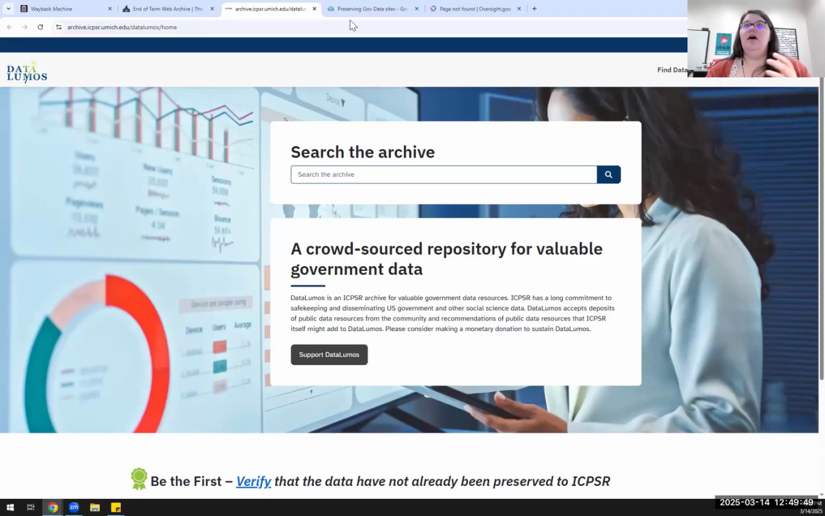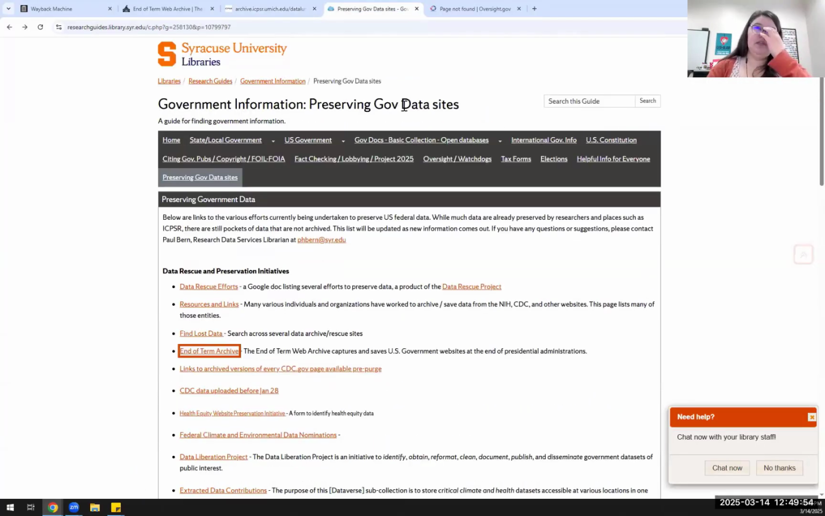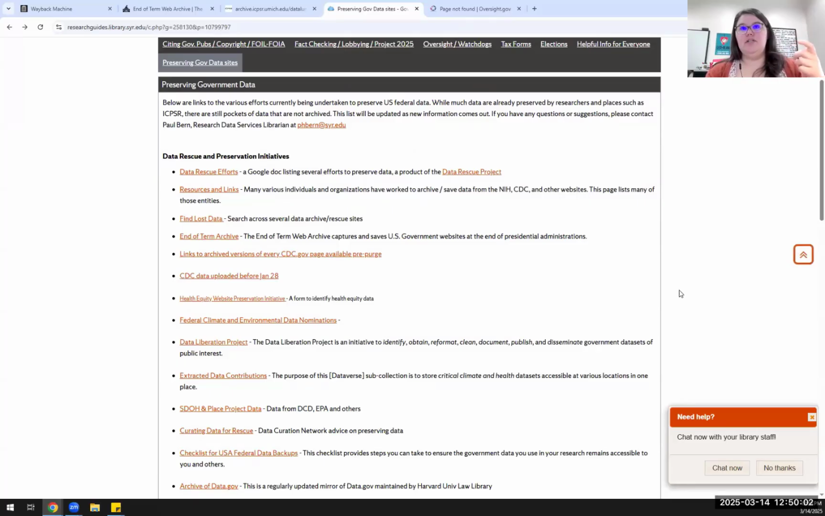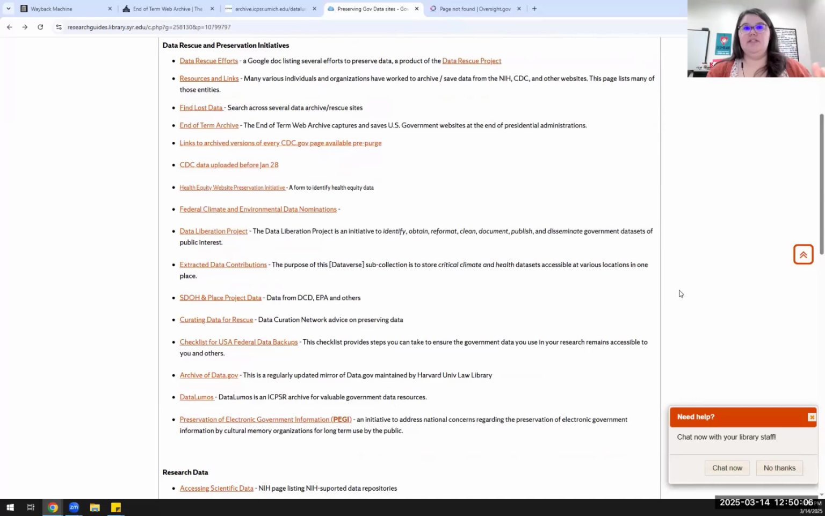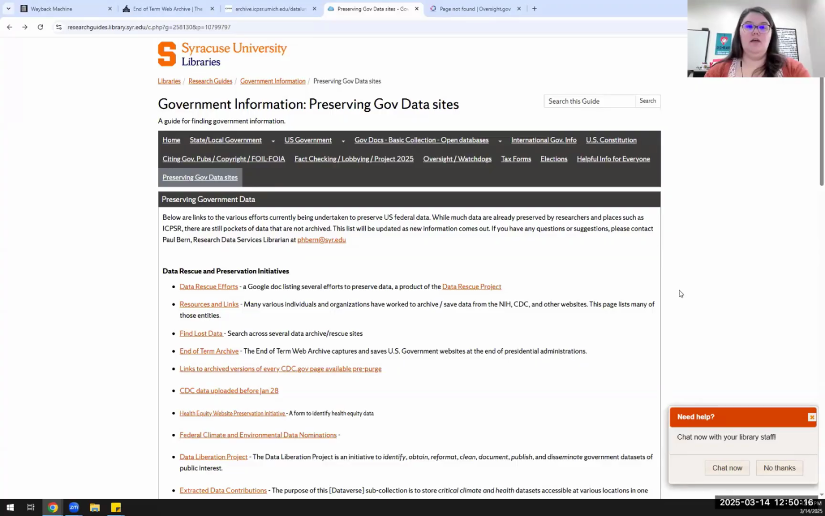and find data this way. I'm also going to point out that there's a bunch of different library sites out there. I actually like Syracuse's quite a bit, that will pull back. There's a lot of different data rescue and preservation initiatives that are ongoing as well. So you can look through this and see where information is coming from. And you'll notice that it does pull back End of Term, the Wayback Machine, Data Lumos, as well as a bunch of other places too. Okay.